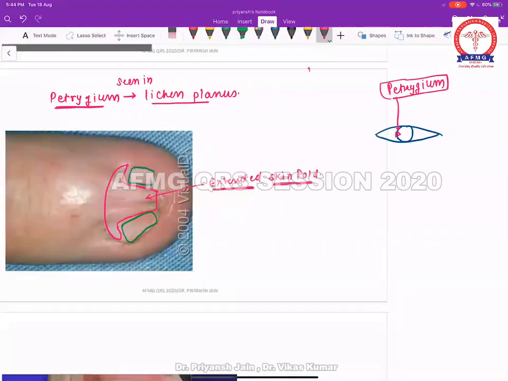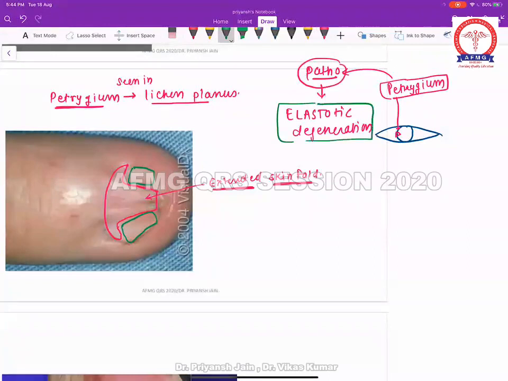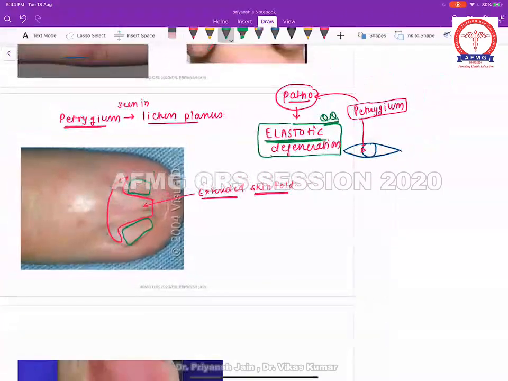The pathology behind the pterygium is elastotic degeneration. This word is very important. What is the pathology behind the pterygium? Elastotic degeneration. You may have seen in the cornea also a very thin membrane-like structure overlapping the cornea and moving towards the center of the eye. That thin membrane is also called pterygium, and the pathology behind it is elastotic degeneration.